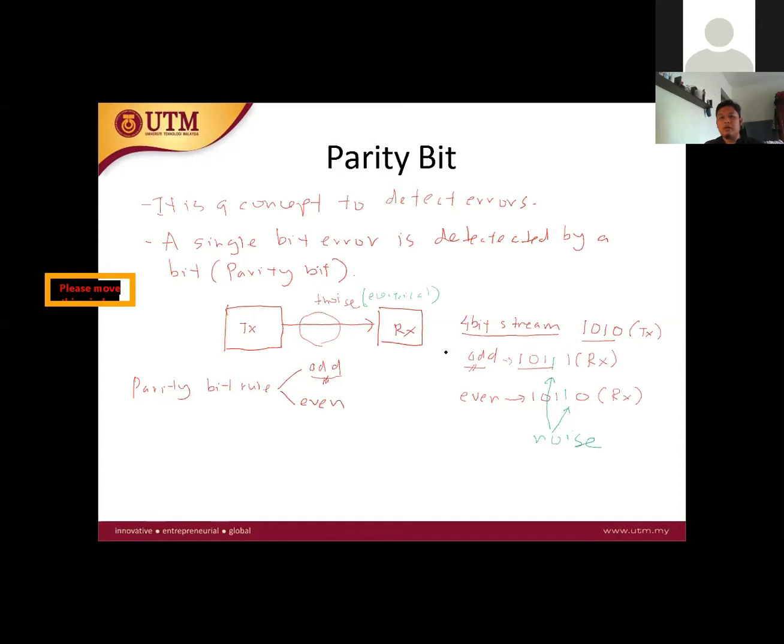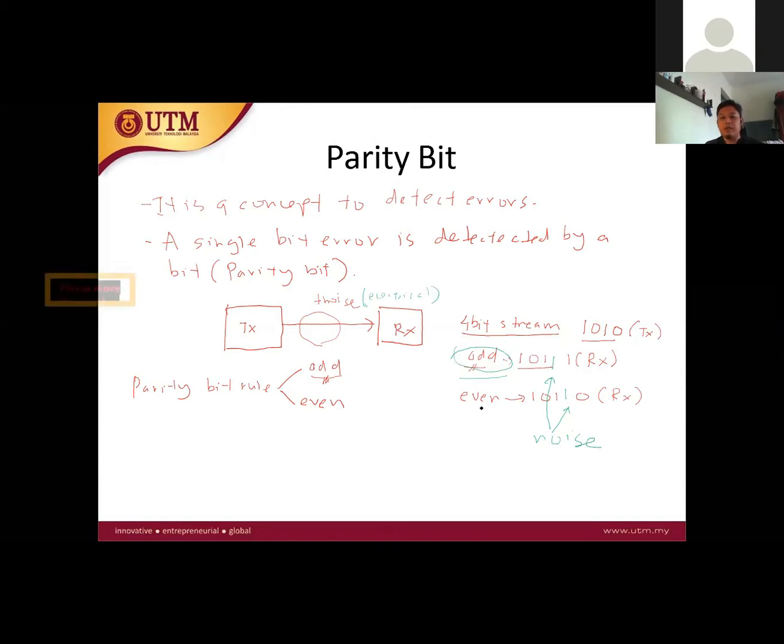So how do we check? Let's say in the beginning, we set the parity rule as odd, and this is the original data bit stream. When we sum up the number of ones, it becomes 1, 2, 3, 4. So it does not comply with the rule that we set at the beginning, so the receiver can detect the data is invalid.